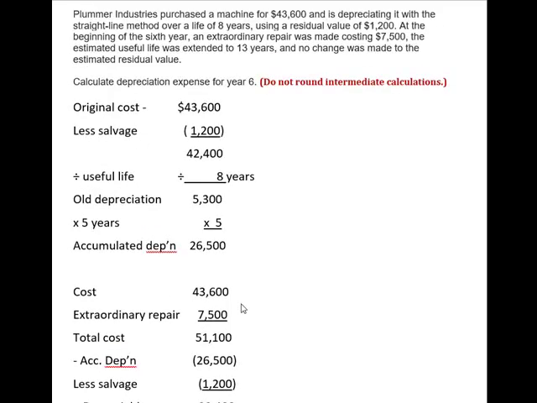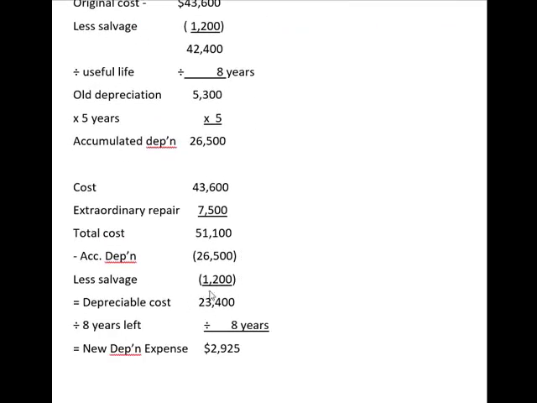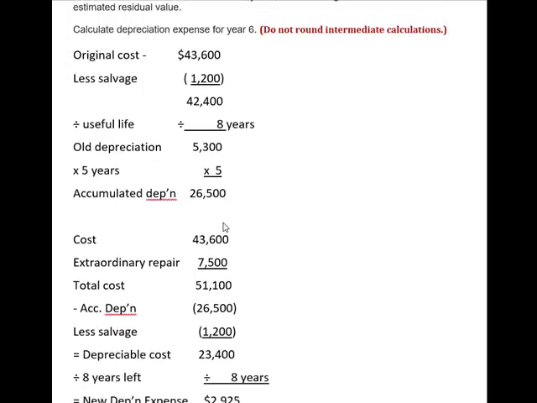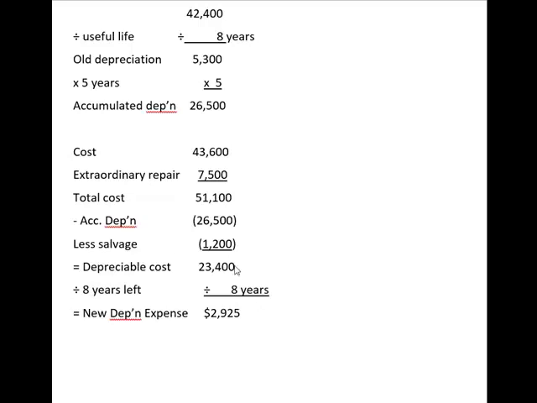And so the last part is to figure out how many years we're going to spread that cost over. Well, the estimated useful life was extended to 13 years. We've already recorded 5 years worth of depreciation. So there are 8 years remaining that we can record depreciation expense for. So we'll spread the remaining depreciable cost over the 8 years left, and our answer represents our new annual depreciation expense.